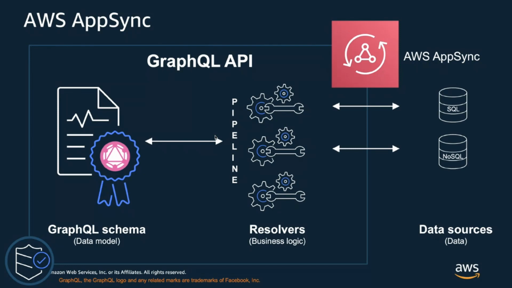So with a pipeline resolver, you could access a SQL database, get some information from that SQL database. Based on that information, fetch some more information from a NoSQL database, and then maybe interact with a Lambda function to augment or decorate that data before sending it back to your application. So pipeline resolvers allow you to access multiple data sources in sequence in a single request. So there's no more back and forth between your client application and your backend.